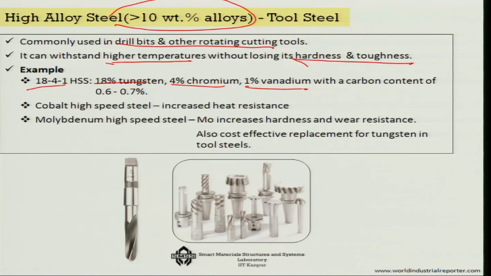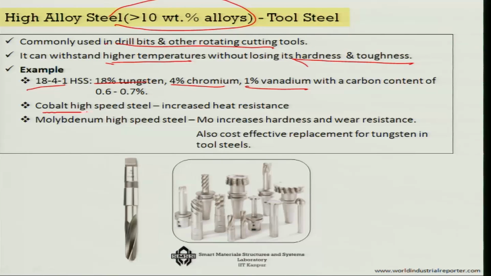So, how much weight percent are we getting? Something like 18 plus 4, 22, 23.7%, greater than 10 weight% of alloys. You get a very good quality high alloy steel, which can be used in terms of actually tools.